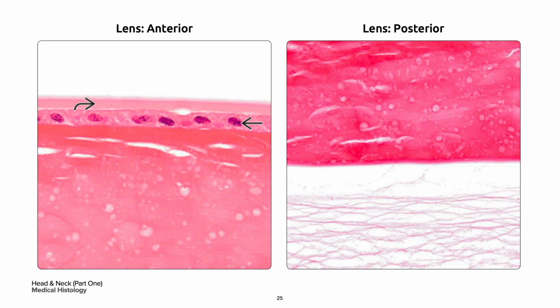On your right is the posterior aspect of the lens that lacks an epithelial layer. Since only anterior epithelium is present postnatally, the anterior capsule thickens with age, while the posterior does not.